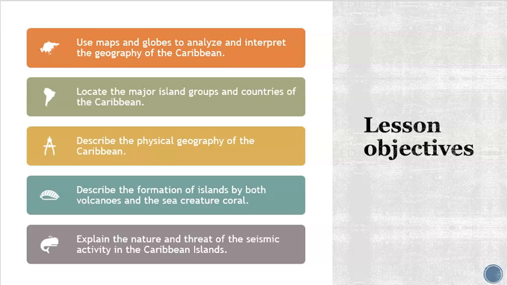Our objectives today are that we're going to use maps and globes to analyze and interpret the geography of the Caribbean, or the Caribbean, pronounced either way. We're going to locate the major island groups and countries of the Caribbean. We're going to describe the physical geography, how the islands were formed, and then also explain the nature and threat of the seismic activity in the Caribbean islands.